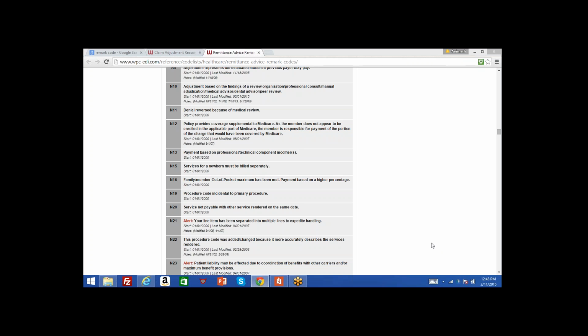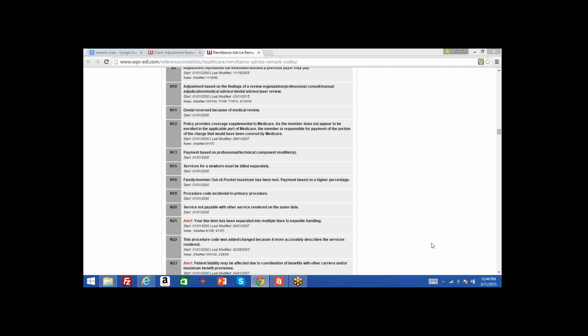It has to have the modifier tied to it, so that the insurance company can understand whether this claim line is for the professional service, meaning the person who is going to read through the notes, or for the person who actually operated the machine. The person who operated the machine is the technical component, and the person who interpreted the report is the professional component. Both need to get paid differently.